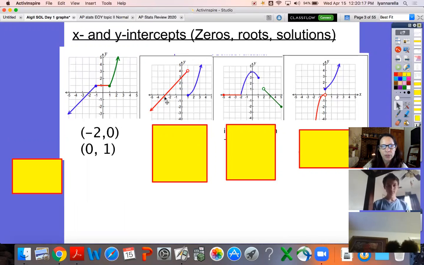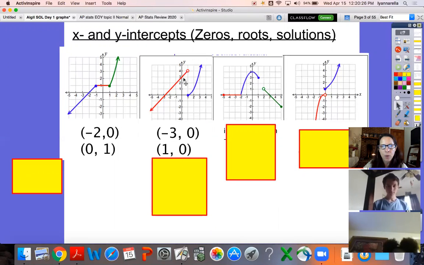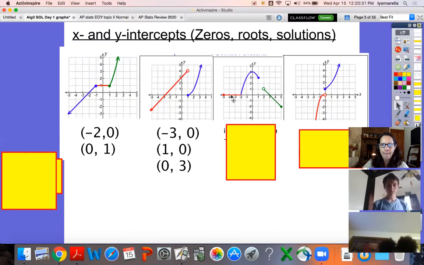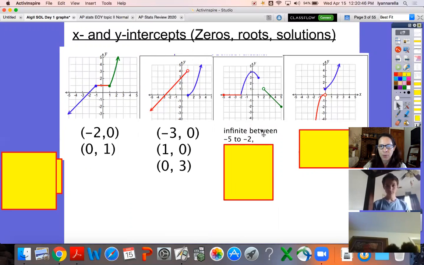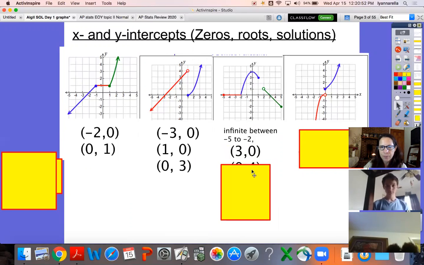And then for this one, the x-intercept here is at -3, 0, but I also have an x-intercept over here at 1, 0. And then I have a y-intercept right up here at 3, so that would be 0, 3. Now on this one, there's an x-intercept all the way from -5 to -2. Every single point in between is an x-intercept, so there's an infinite number of points. It's too many for me to list, so I just said an infinite number between -5 and -2. There also happens to be one at +3, so I can say 3, 0. Now for my y-intercept, it's up here at 4, so I would say 0, 4.